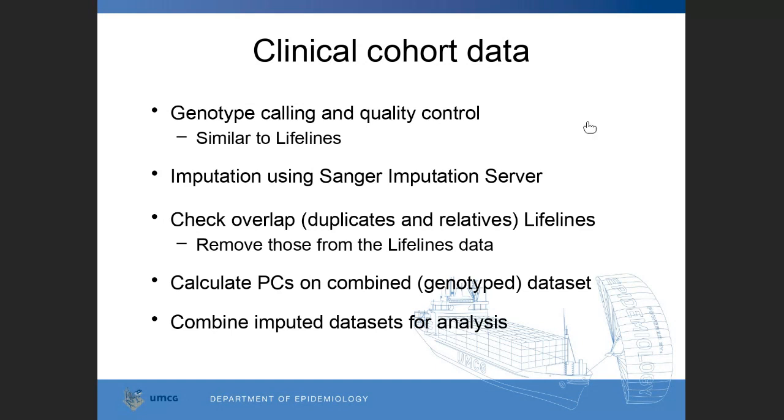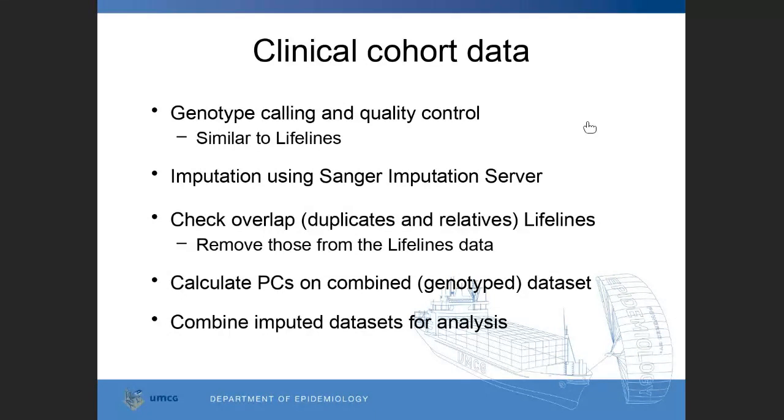We developed a strategy where we want to do the genotype calling and the quality control of the clinical cohort similar to Lifelines. Then do the imputation also using the Sanger imputation server with the Haplotype Reference Consortium, just like Lifelines did with their data.